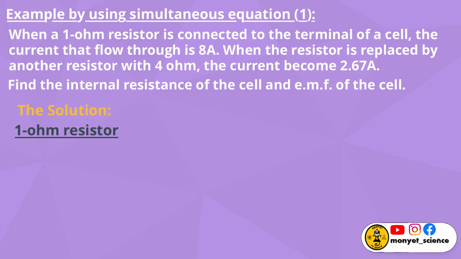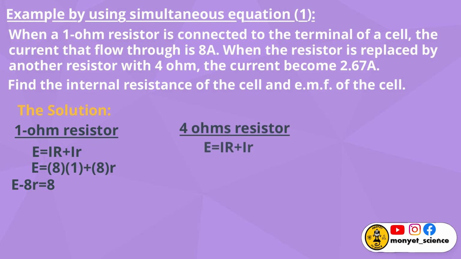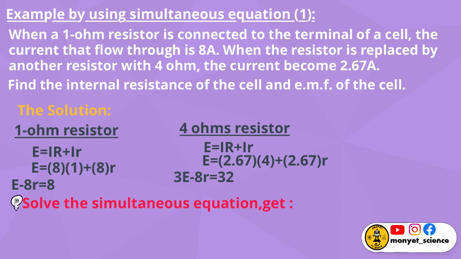Using the 1 ohm resistor, we have that E minus 8r is equal to 8. Using the 4 ohm resistor, we have that 3E minus 8r is equal to 32. Using these two equations, we have that E is equal to 12 volts and that r is equal to 0.5 ohms.